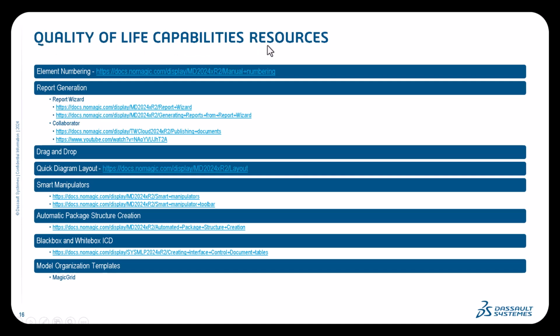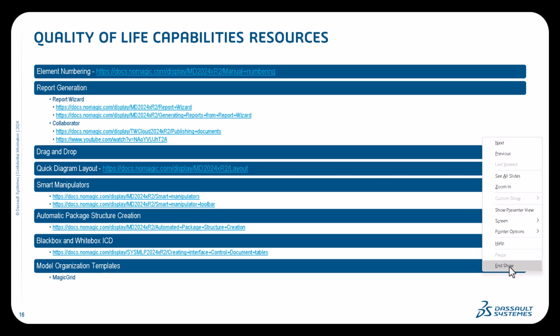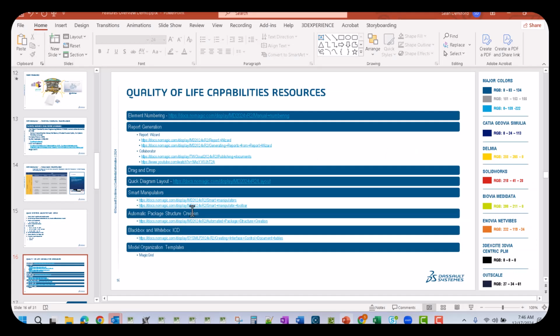I call this quality of life capabilities and resources because a lot of the things I showed I think are quality of life. They improve your modeling experience. And so I provided links where I could find them for each one of those, like the element numbering, the report generation using Report Wizard and Collaborator, the quick diagram layout, and smart manipulators, automatic package creation, and the Blackbox and Whitebox ICD. So I will provide this to you, or you can type that in on the post that I make following this tutorial.